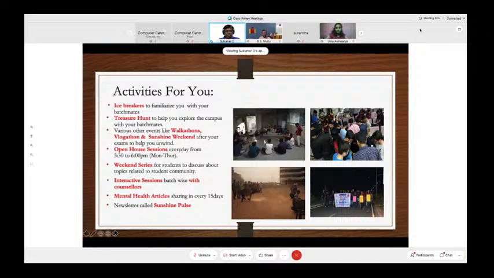Just to give a glimpse of the activities that you do, we usually start with icebreakers, which help you to know each other within the department and also the batch that you are coming in. We also conduct a treasure hunt, which helps you to explore the campus. This time we are planning to have an online kind of exploration. And we also have a walkathon and other Sunshine weekends where you get to know each other more closely.